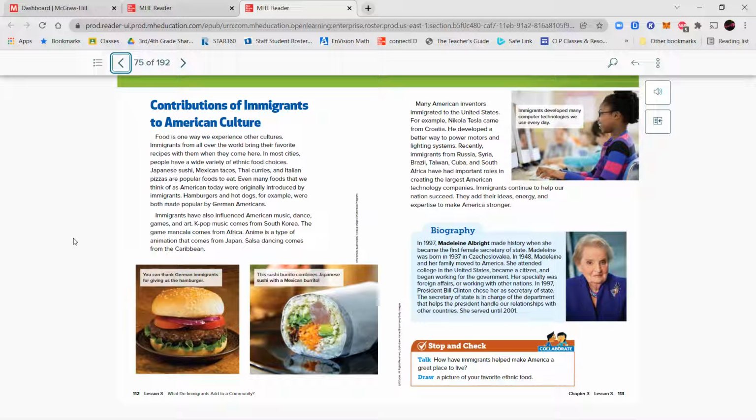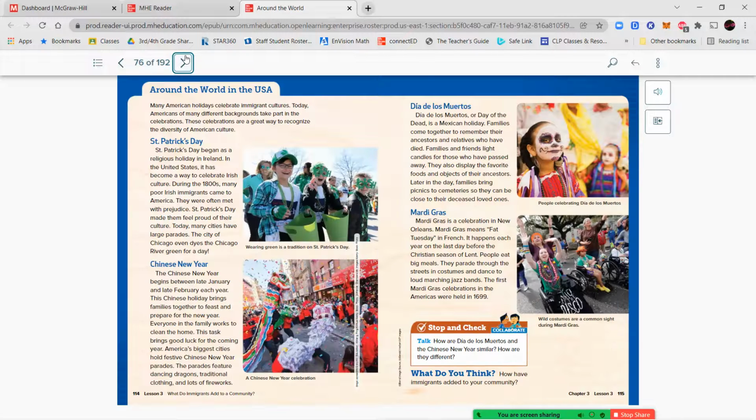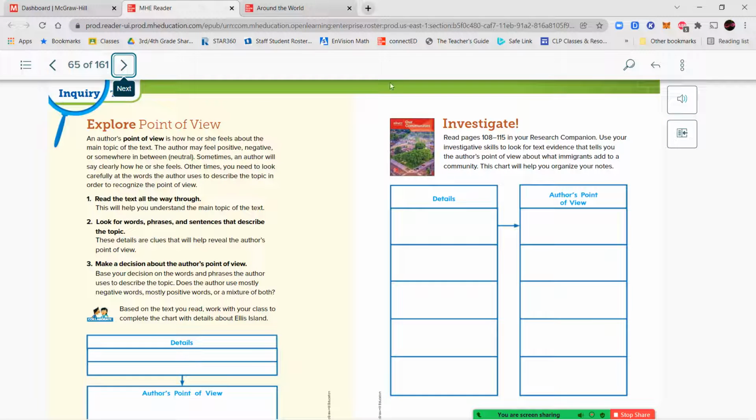Another thing we can put in for our last one is we can discuss the different holidays that we talked about. Many American holidays that are practiced in the US came from other cultures. And we can see that the author has a very positive point of view because he's talking about celebrations and bringing people together. All right, that takes us through our first 2 pages here.